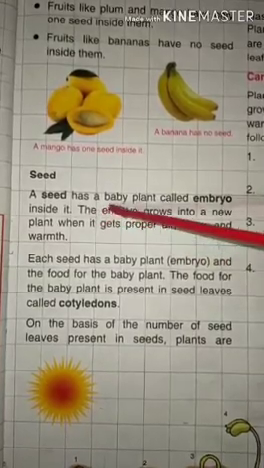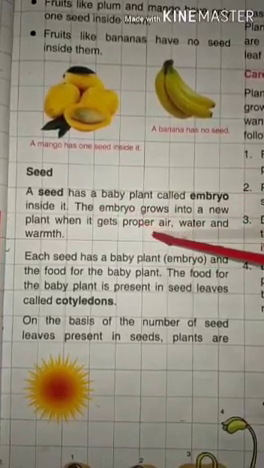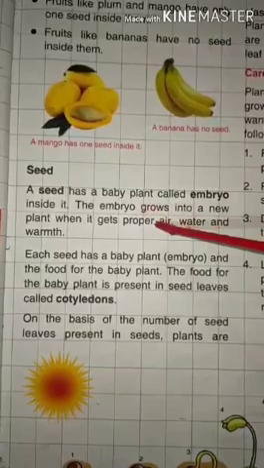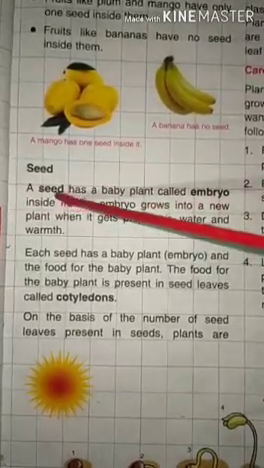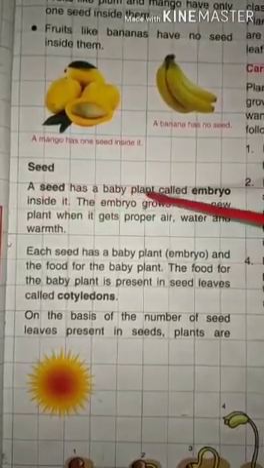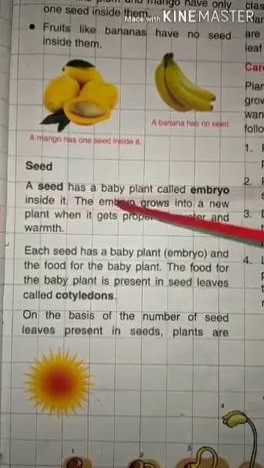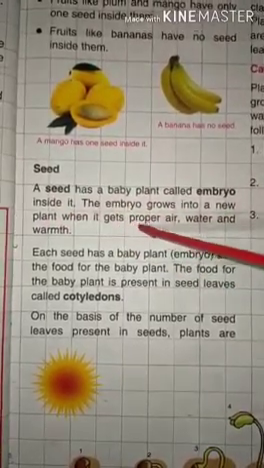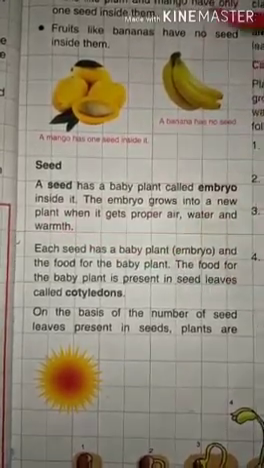The life of a plant begins from a tiny seed. The seed contains a small baby plant called embryo. So now let's start. A seed has a baby plant called embryo inside it. The embryo grows into a new plant when it gets proper air, water and warmth.